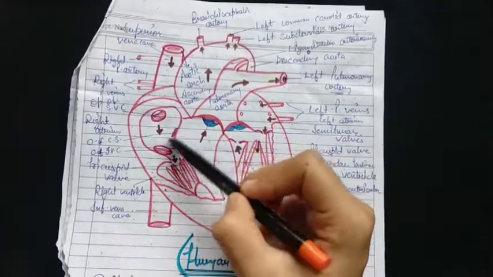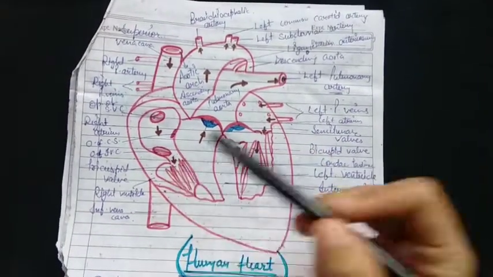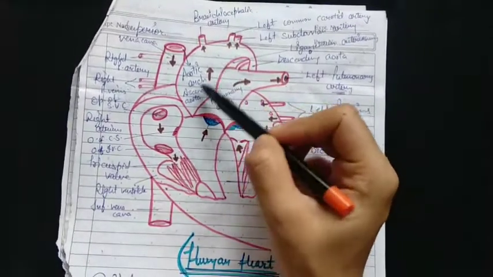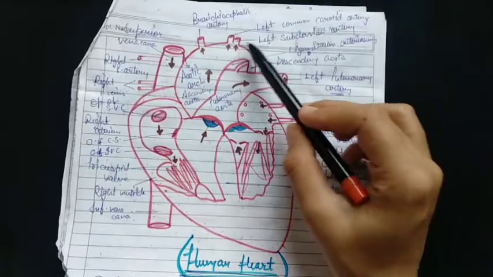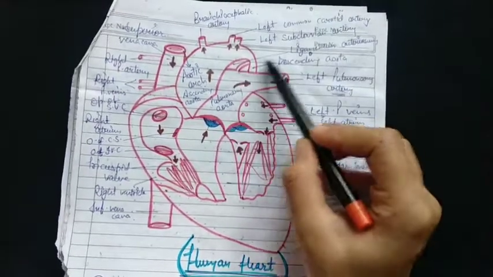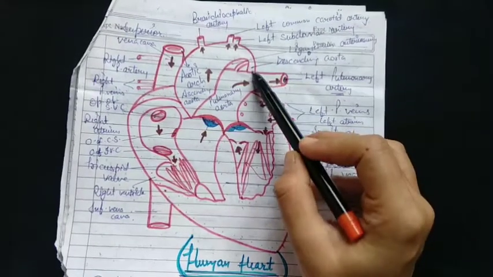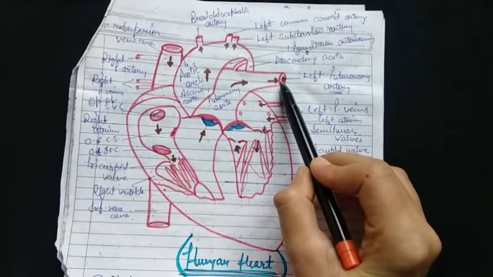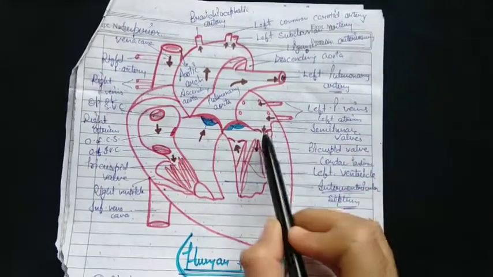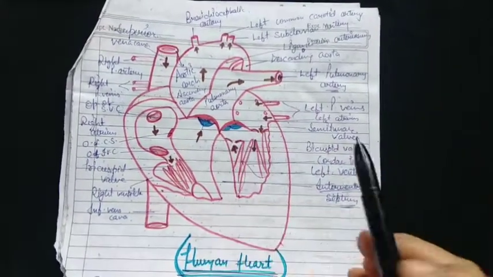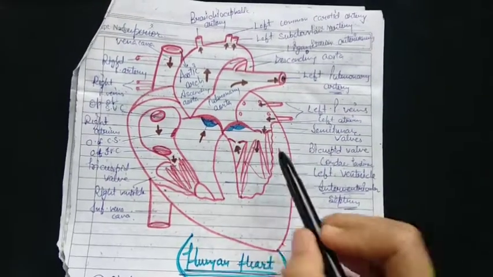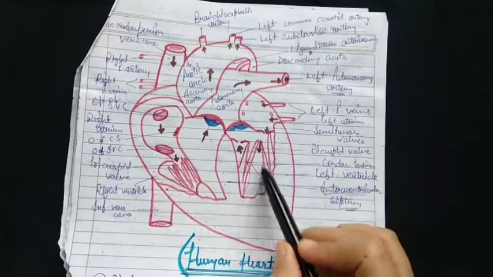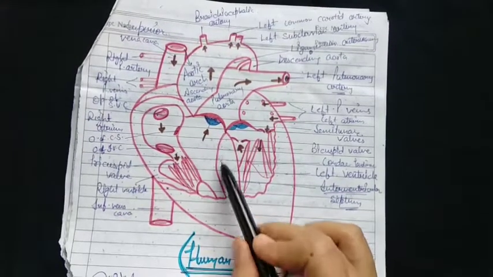Then this is the right atrium, right ventricle. Then this one is the aortic arch, then the brachiocephalic artery, left common carotid artery, left subclavian artery, then the ligamentum arteriosum, then this one is the descending aorta, then left pulmonary artery, left pulmonary veins, this one is the semilunar valves, these are the bicuspid valves, this is the chordae tendineae, this one is the left atrium, left ventricle, and this is the interventricular septum.